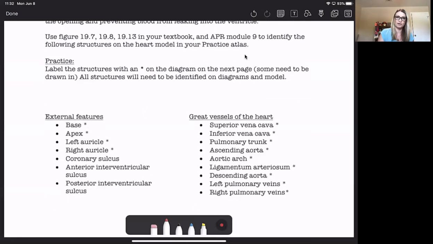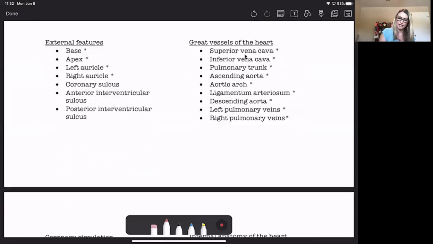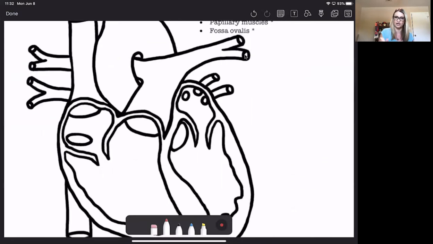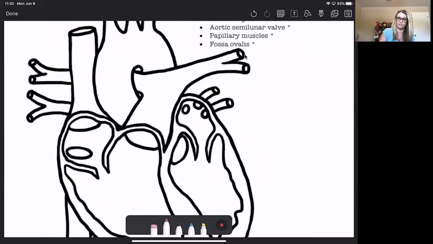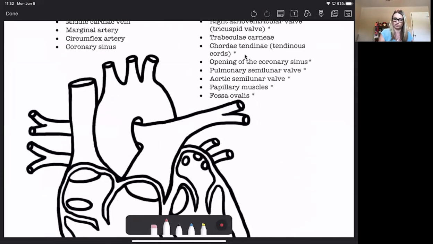All right, so for the practice part right here, this is the beginning of the first part that you're really supposed to be drawing. In this document, you have this basic diagram of the heart. What you're doing with this is labeling this heart diagram. Anything that has an asterisk next to it, like these, needs to be labeled on this picture.